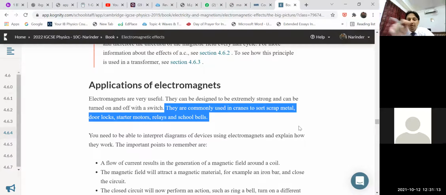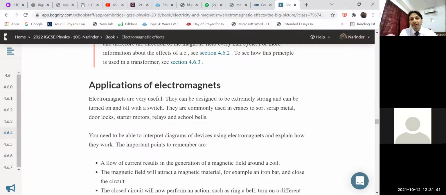In all these materials that you can see on the screen, we are not going into the working of how an electromagnet is used to sort out the scrap metals, or how an electromagnet is used in door locks. That you study by yourself, children. If you want to explore and get more knowledge about this topic, you can study. And I want to discuss only one of the applications, the relay, that is in our syllabus in the IGCSE curriculum. Relay, children, this one.